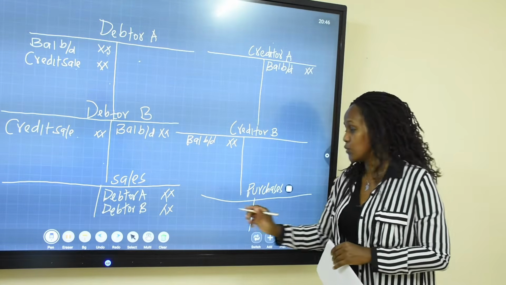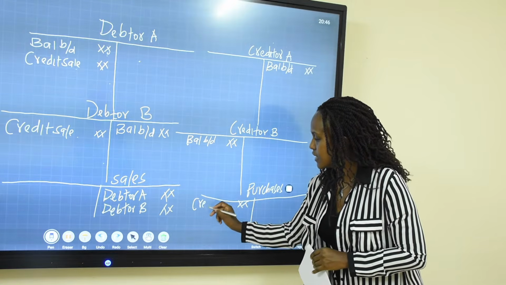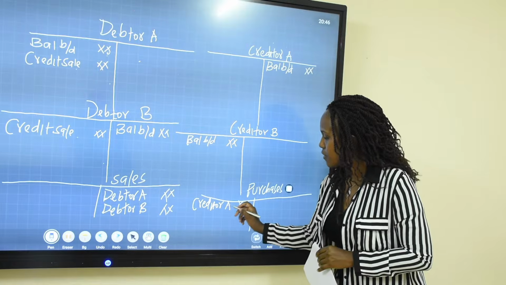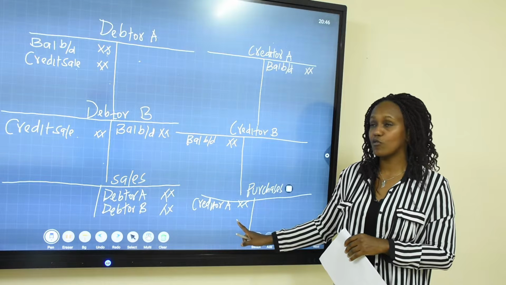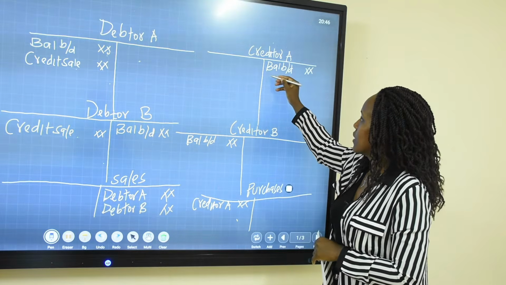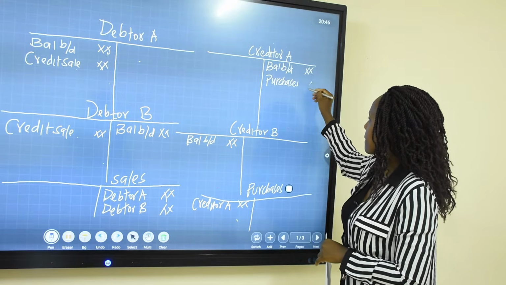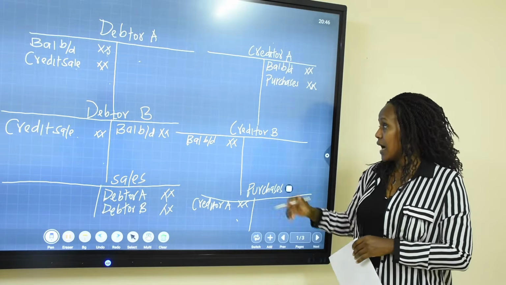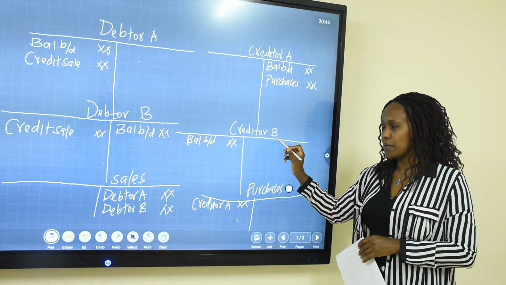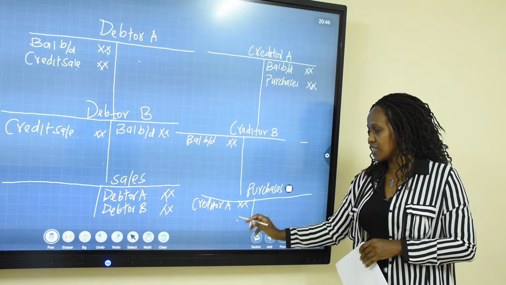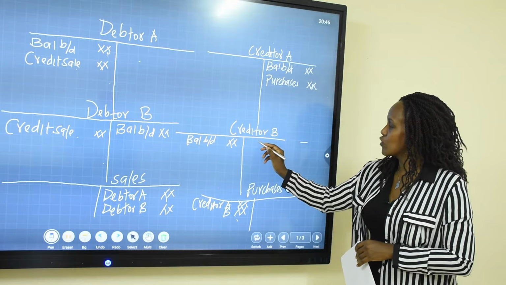So if you buy goods on credit, we are saying you are going to debit purchases, and then you are going to credit the creditor. So if you buy from creditor A, we are buying some goods. We are debiting purchases by the amount of goods, and then we are crediting the creditor. So this is purchases. And so on. Again, for creditor B, the same. If we buy some goods from creditor B, we are going to debit purchases from creditor B. We are going to debit purchases, and then we are going to credit.